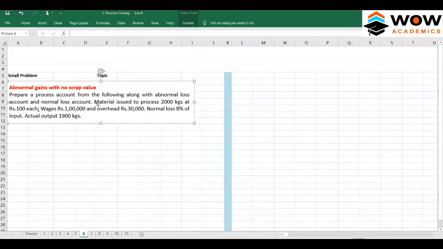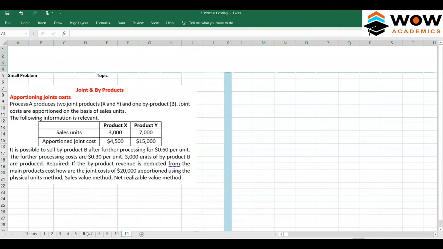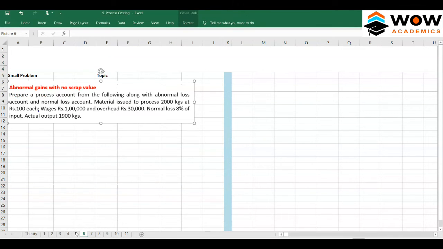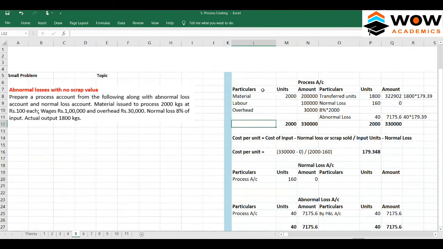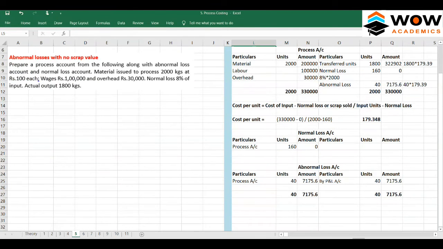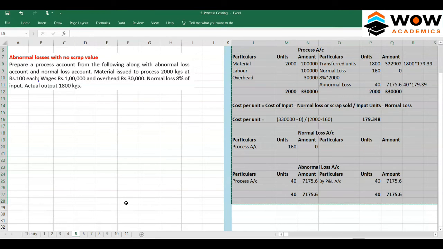So here you have abnormal gains with no scrap value. If this is going to be the problem, how are we going to solve it? Prepare a process account from the following along with abnormal loss account and normal loss account. Materials issued 2000 kgs at 100. Wages is 1 lakh. Overhead is 30,000. Normal loss is 8% of input and actual output is 1900 kgs. So we have to copy this entire sum, and then we could use it.